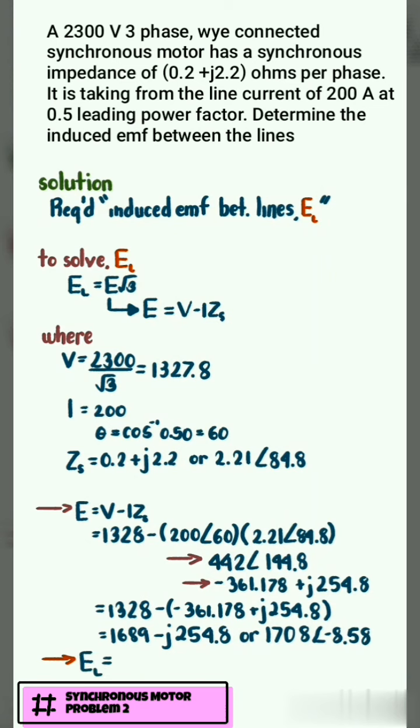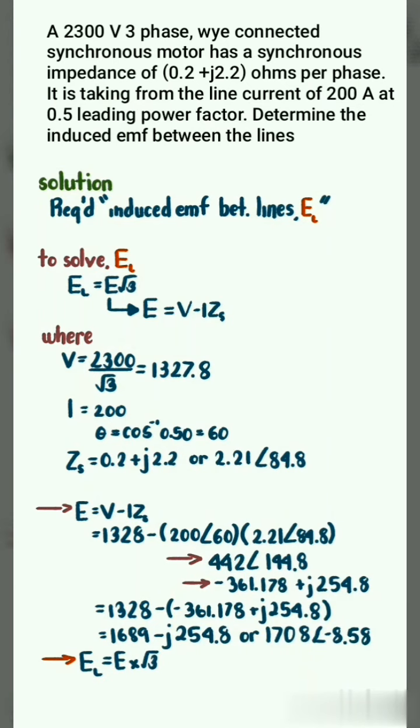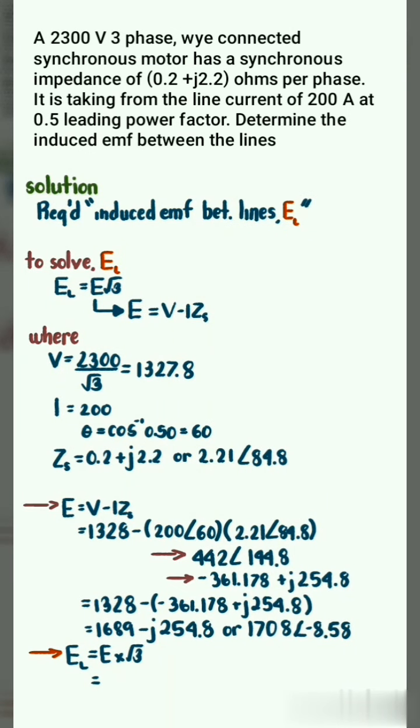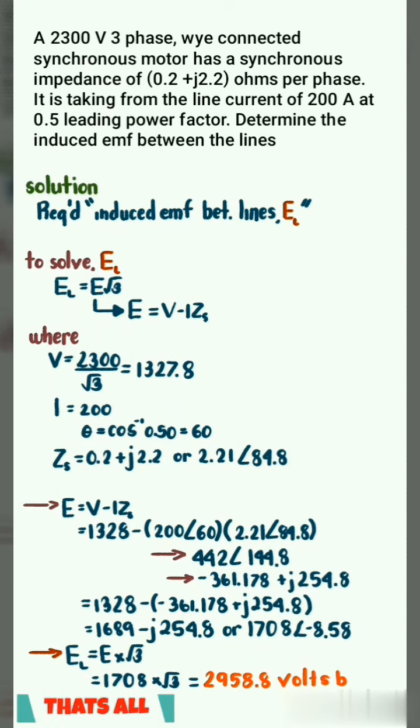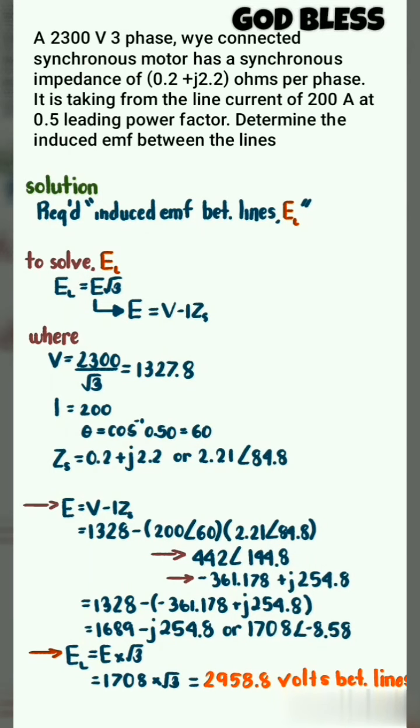So therefore the EL is equals to 1708 times the square root of 3, that would be equals to 2958.8 volts between the lines. So that's the induced EMF between the lines.